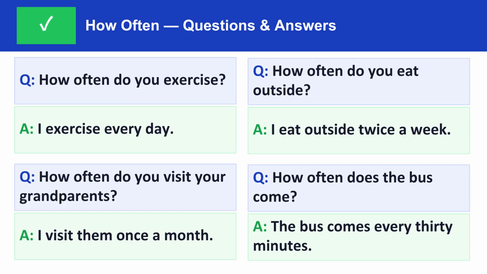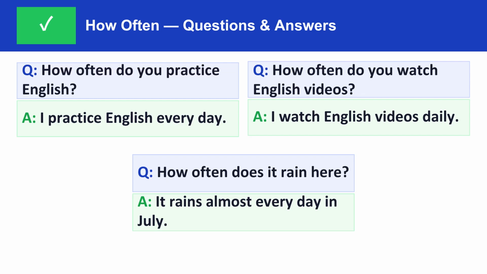Answer: I eat outside twice a week. Question: how often does the bus come? Answer: the bus comes every 30 minutes. Question: how often do you practice English? Answer: I practice English every day.